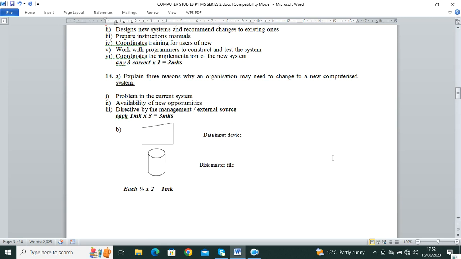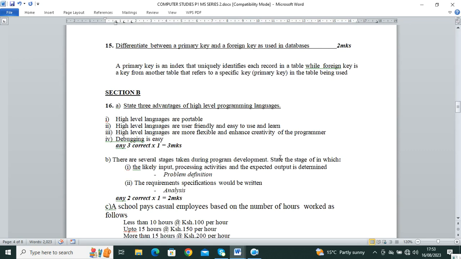Then we have question number 14. Explain three reasons why an organization may need to change to a new computerized system. So number one, if there exists a problem in the current system, availability of new opportunities, or a directive from the management. Then we have part B. You are supposed to identify the following symbols. Number one is data input device. Number two is disk master. These are found in a system flowchart in system development, that is in Form 3.